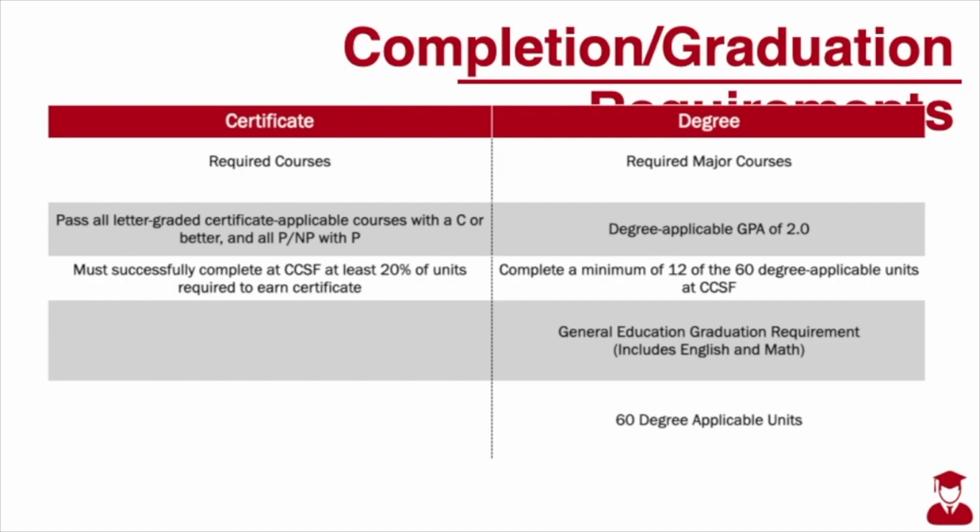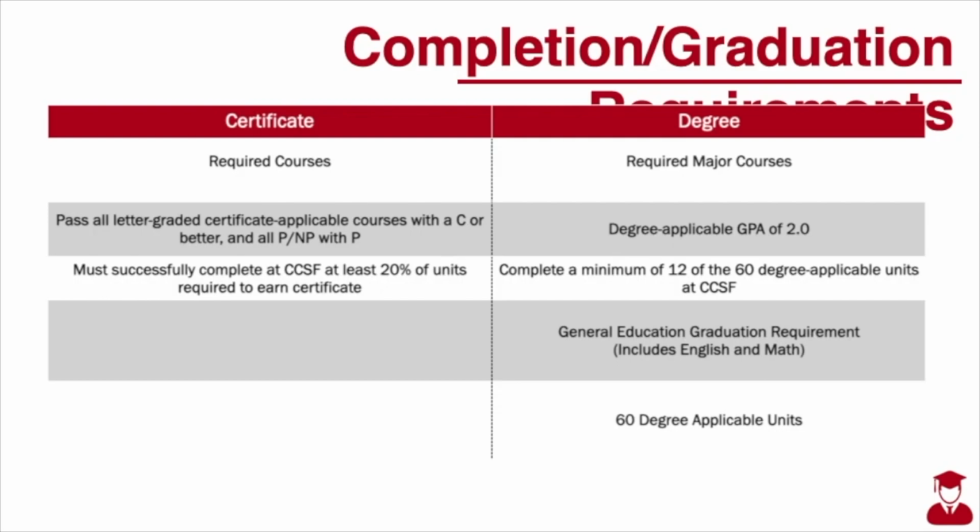Now, when we look at the degree side, it's required major courses, degree applicable GPA, which stands for your grade point average, of a 2.0. It must be a C average. And you have to complete a minimum of 12 of the 60 applicable units at City College. A lot of people have classes transferred in, and that's great. But a minimum of 12 have to be done at City College. Then you have your general education graduation requirements, which includes your English and your math. And obviously, like I said before, 60 degree applicable units, meaning that we have to have the 60 degree applicable units in order for you to receive an AA or an AS degree.